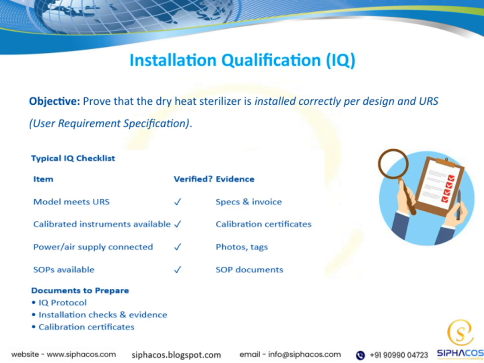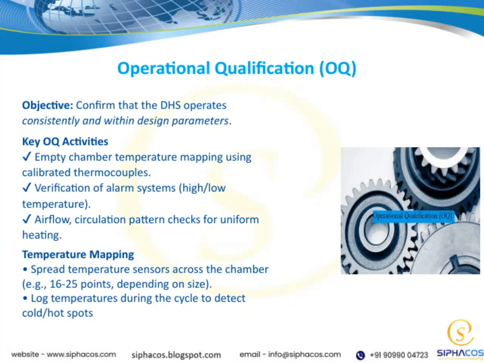Now, let's move on to operational qualification, or OQ, which is crucial for confirming that the DHS operates consistently and stays within its design parameters. The key activities here include temperature mapping of the chamber using calibrated thermocouples. This helps us ensure that the temperature distribution is uniform and meets the specified conditions.